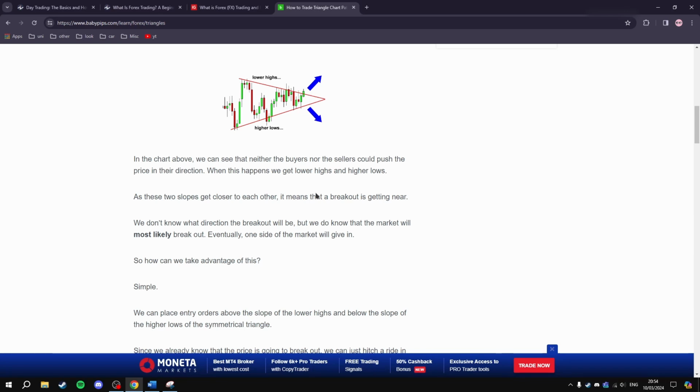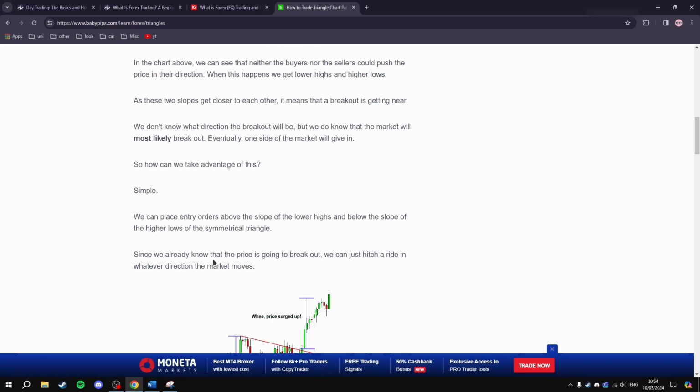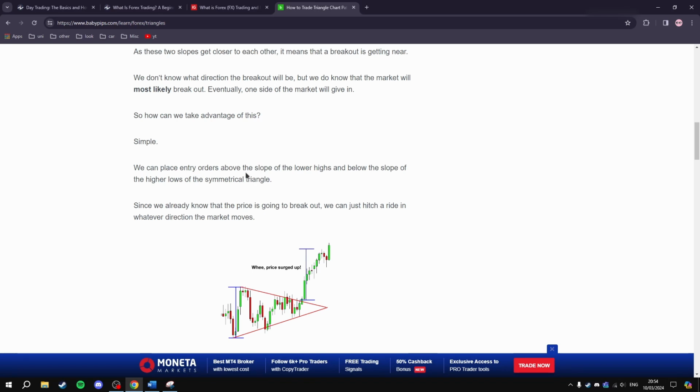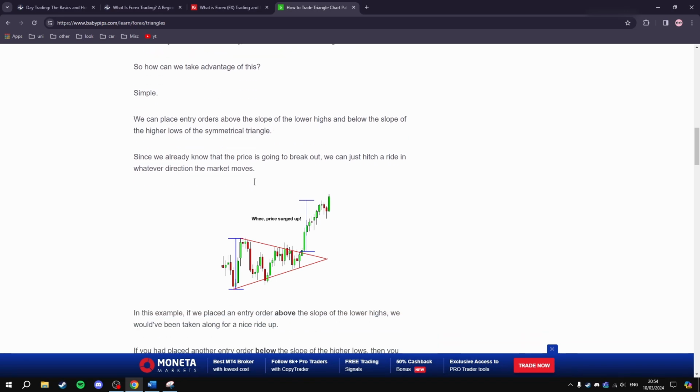We don't know what direction the breakout will be, but we do know that the market will most likely break out. Eventually, one side of the market will give in. So how can we take advantage of this? Simple. We can place entry orders above the slope of the lower highs and below the slope of the higher lows of the symmetrical triangle.